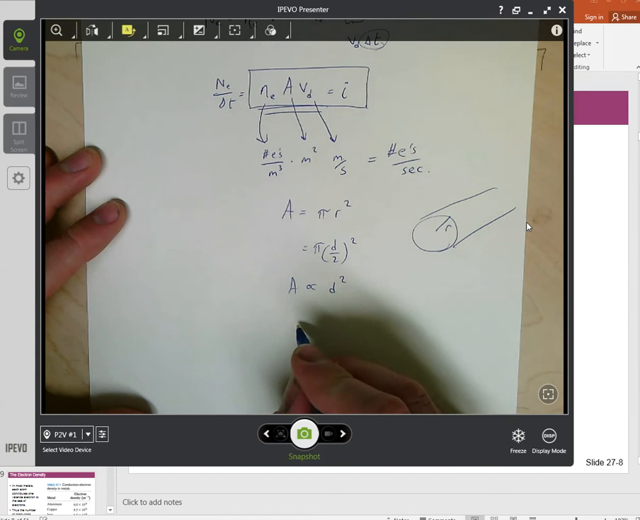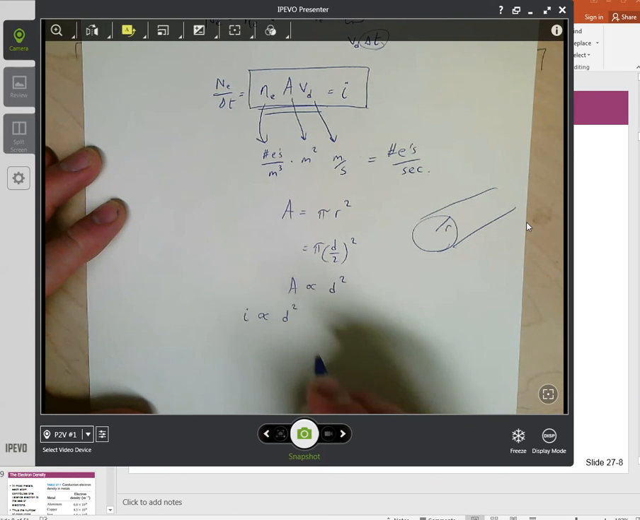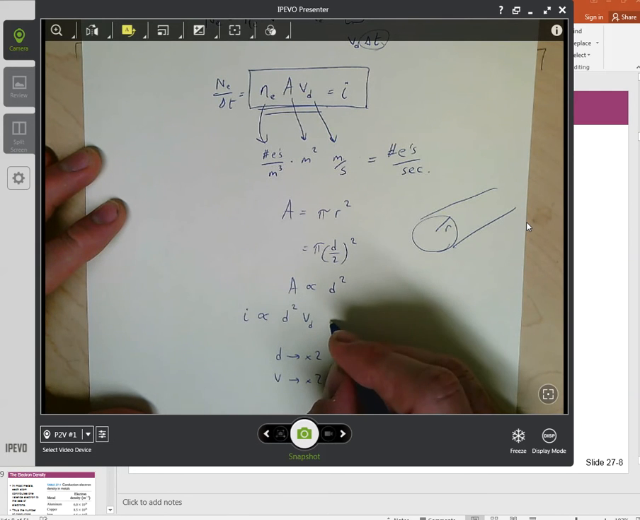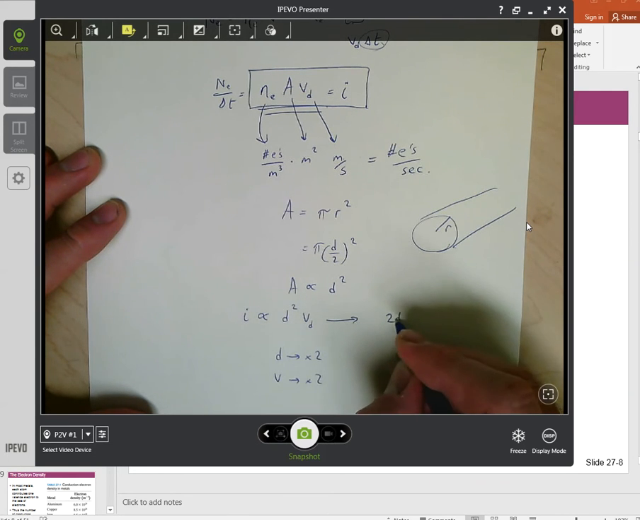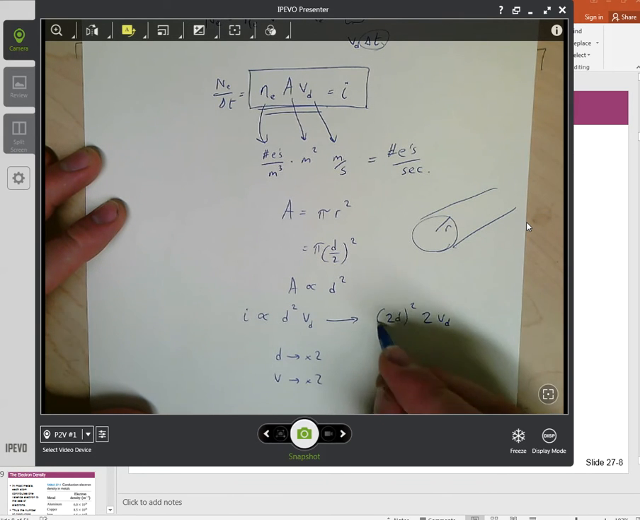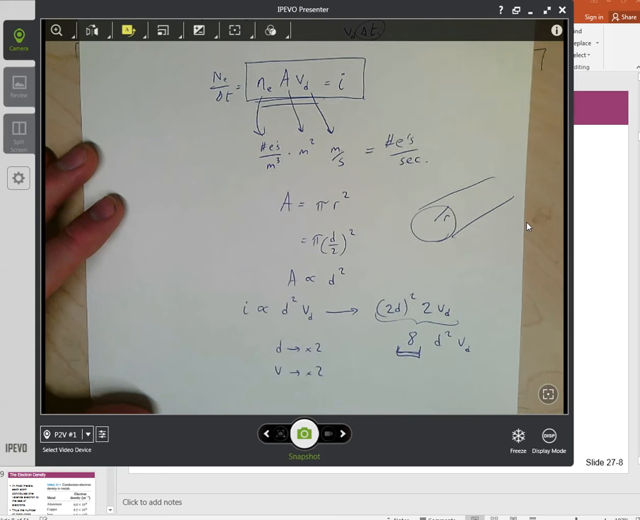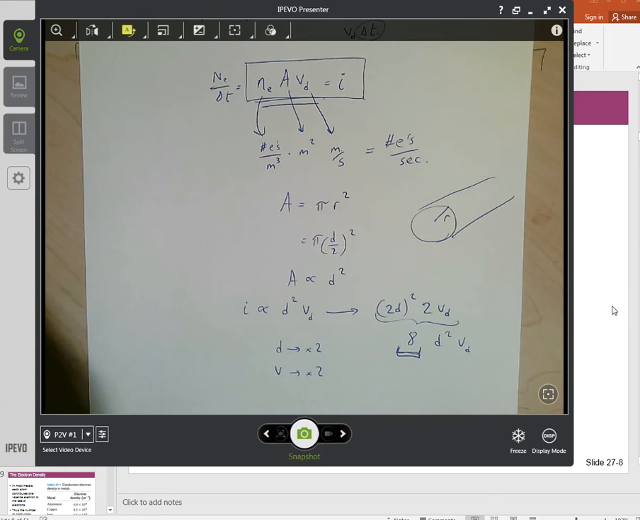And we can also see that the current, besides being proportional to the d squared, is also proportional to the drift velocity. So in other words, d becomes twice as much, v becomes twice as much. So now we're going to take d and put a 2d in instead, square it, and put in a 2 times vd. And so the net result is that we're going to have a factor of 8 times d squared vd. So we've now gone a factor of 8 larger because we doubled d and we doubled the drift velocity.